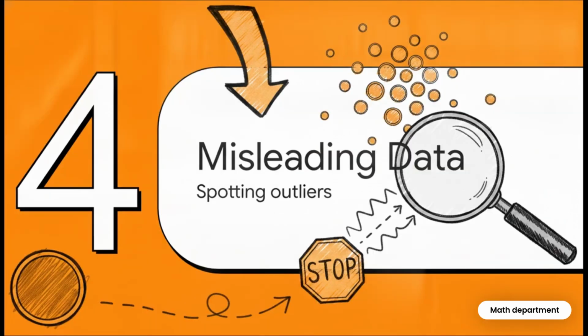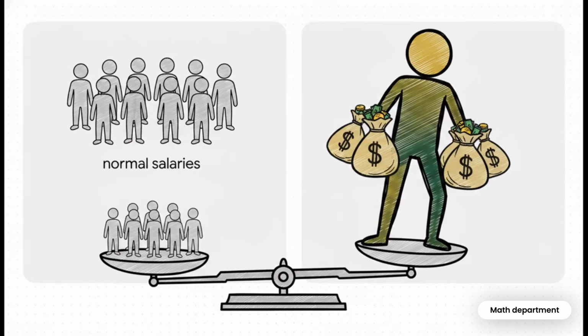Moving to Section 4, Spotting Misleading Data. Now, before we jump into our practice, be careful here. Many students make a huge mistake in this step by trusting the mean too much without looking at the whole picture. Using the arithmetic mean can actually be misleading sometimes.